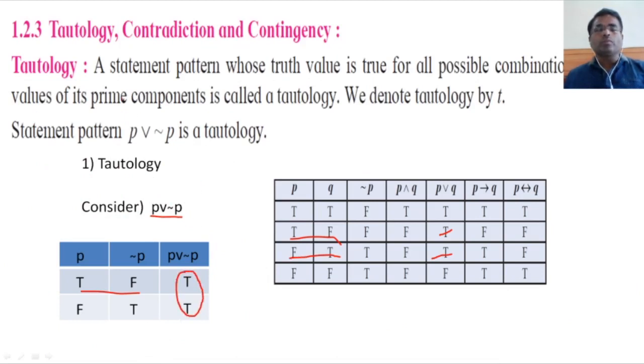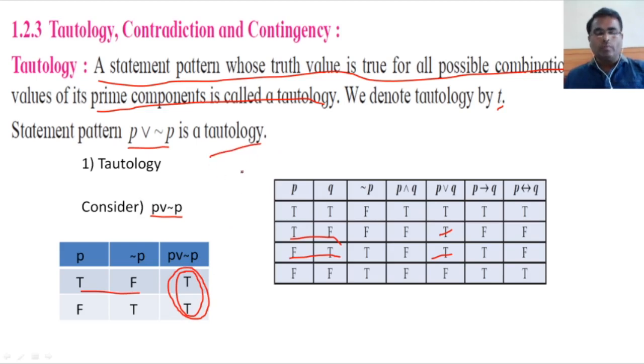Therefore, the concept of tautology is defined as a statement pattern whose truth value is true for all possible combinations of truth values of its prime components, and therefore it is called a tautology. It is denoted by small t or capital T. For example, P or negation P is a tautology. When all the resultant truth values are T only, that is called a tautology.